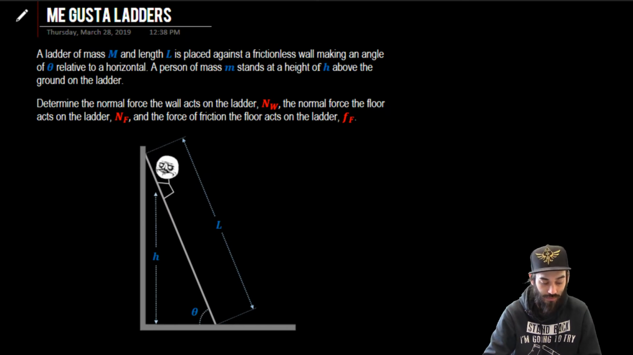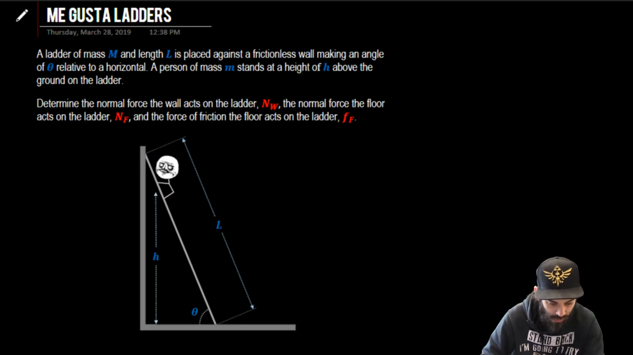So this problem says that a ladder of mass capital M and length L is placed against a frictionless wall making an angle of theta relative to the horizontal. A person of mass lowercase m stands at a height of h above the ground on the ladder. Determine the normal force that the wall exerts on the ladder, N sub W, the force the floor exerts on the ladder, N sub F, and the force of friction that the floor exerts on the ladder.